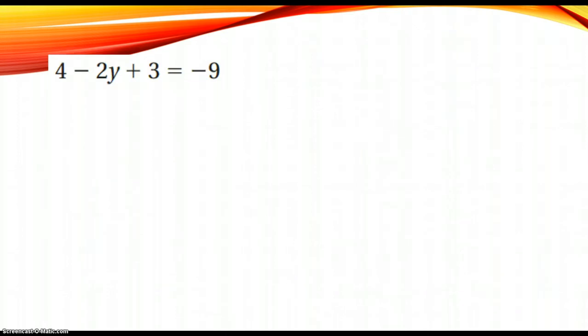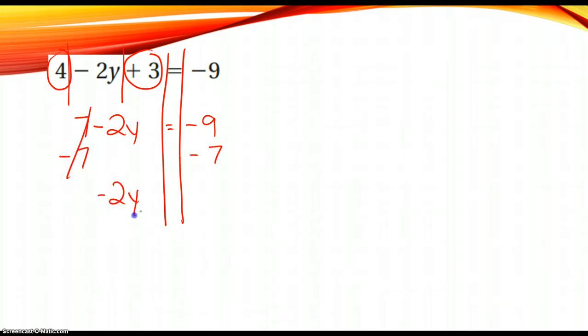Our last example problem here, we have 3 terms on our left side of our equal sign. So here first, we're going to combine our like terms. So if we were to look at this like 3 separate terms, we can combine our constants together. So 4 plus 3 is a positive 7 minus 2y equals negative 9. So we have a positive 7 here. To undo that, or to get rid of that, we subtract 7. Subtract 7 from both sides. We're left with negative 2y equals negative 16.